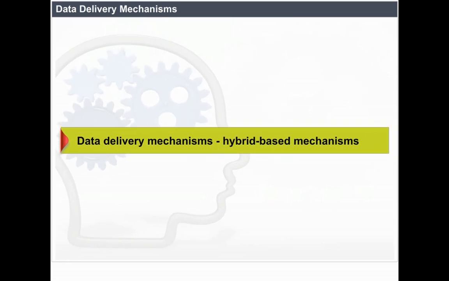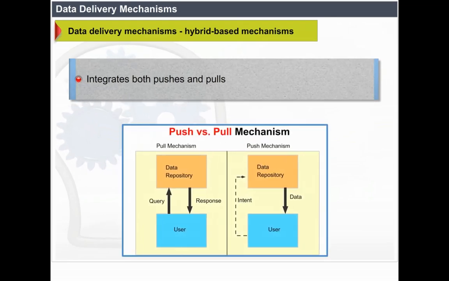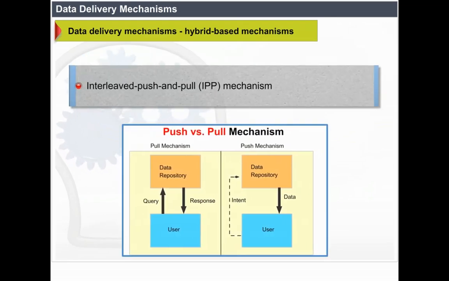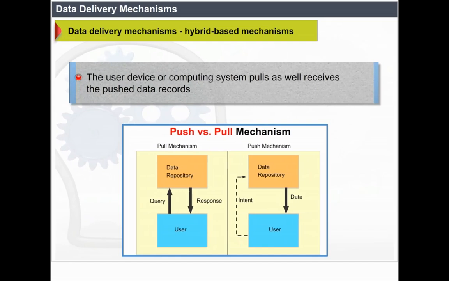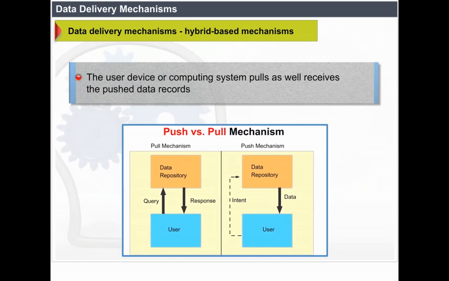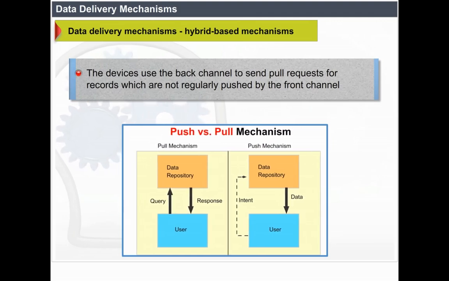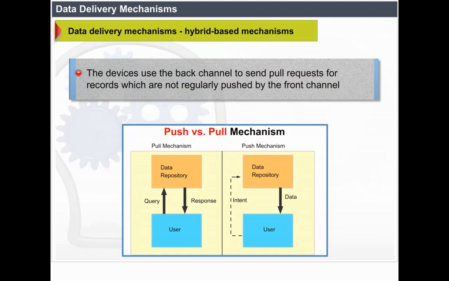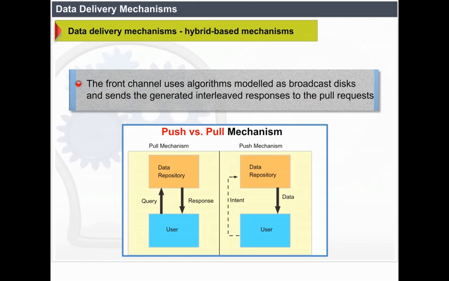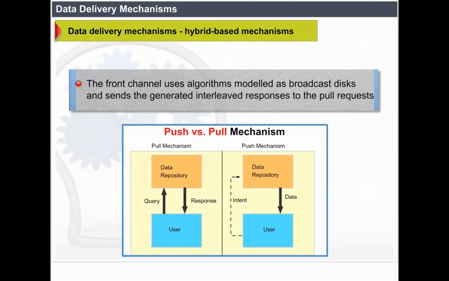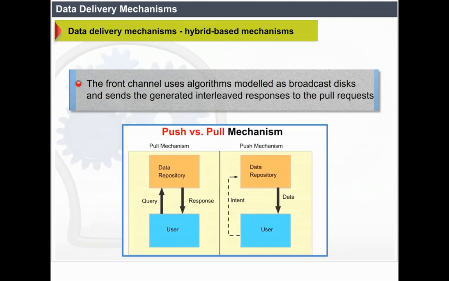Data delivery mechanisms, hybrid-based mechanisms. These integrate pushes and pulls. Interleaved push and pull, IPP, mechanism. The user device or computing system pulls as well as receives the pushed data records. The devices use the back channel to send pull requests for records which are not regularly pushed by the front channel. The front channel uses algorithms modeled as broadcast disks and sends interleaved responses to the pull requests.